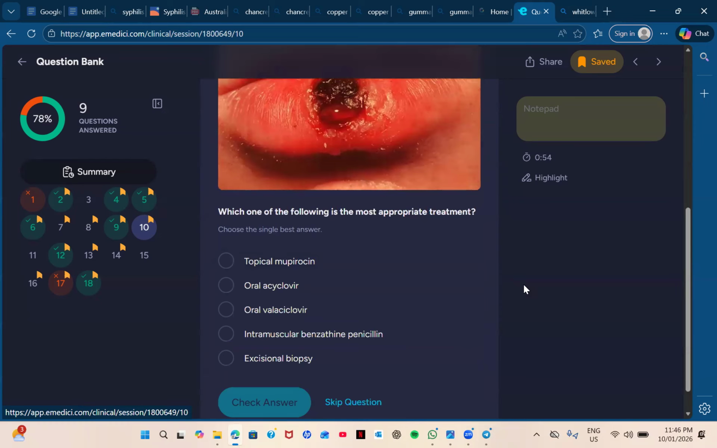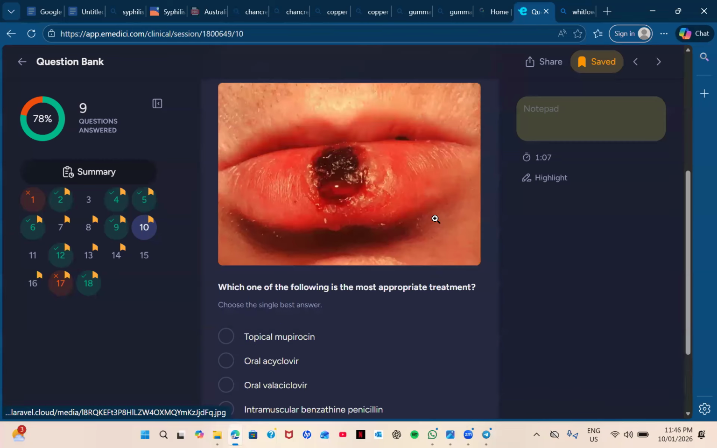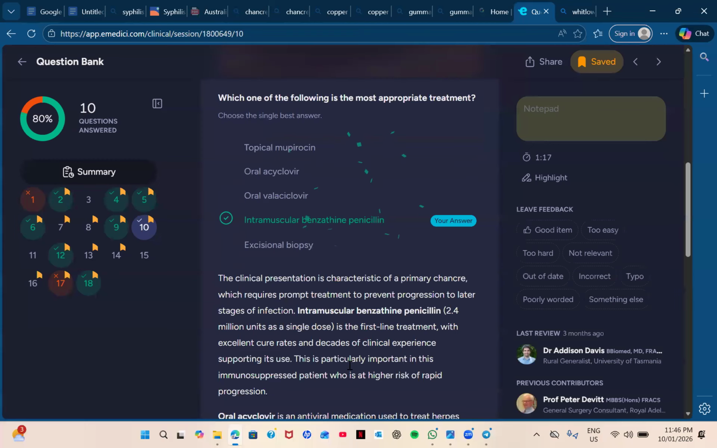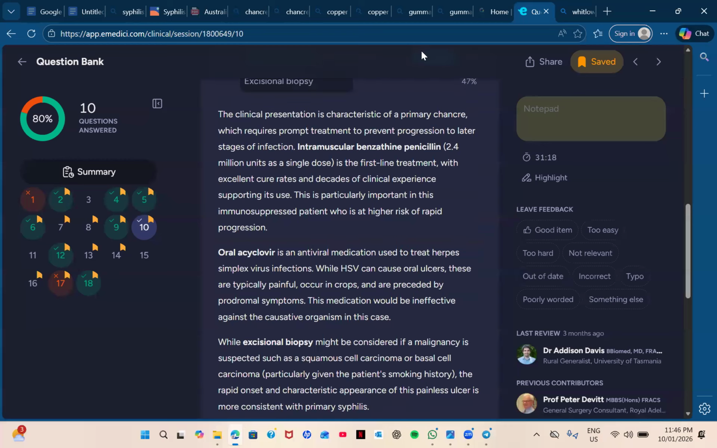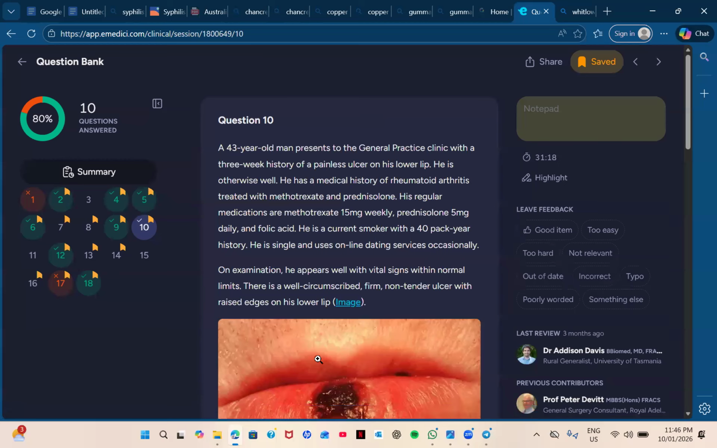Which one of the following is the most appropriate treatment? Topical mupirocin, oral aciclovir, oral valaciclovir, intramuscular benzathine penicillin, or excisional biopsy. So what is this? Diagnose it. It's a chancre, right? Yes, you are correct. The typical presentation of a chancre.